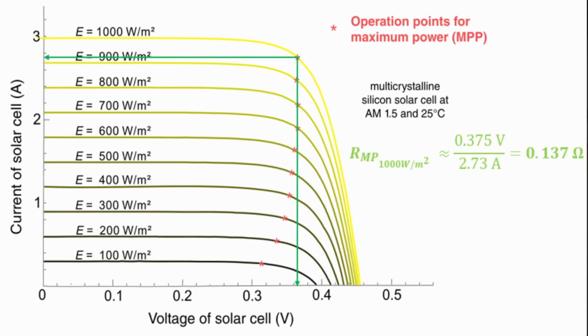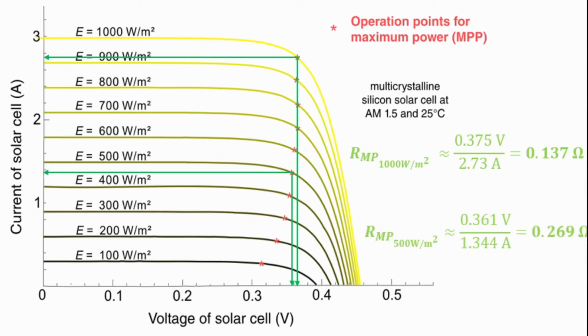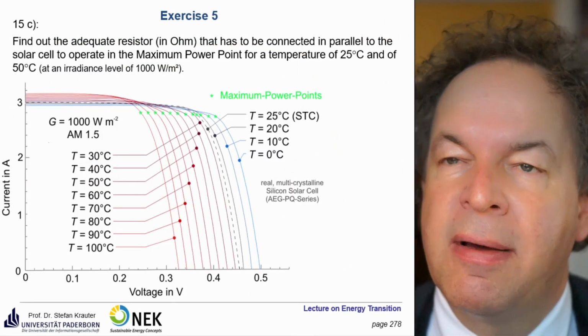Let's take a look at the second operation point, that is 500 watt per square meter. So that is this curve. You have a slight reduction in voltage in the maximum power point and a significant reduction in current, exactly only half of the current at 1000 watt per square meter. So let's put in the numbers. The voltage is a little bit less, 0.361 volts, and the current, if you do the reading here, is 1.344 amps, and you come to a resistor to keep the cell operating in maximum power point of 0.269 ohms.